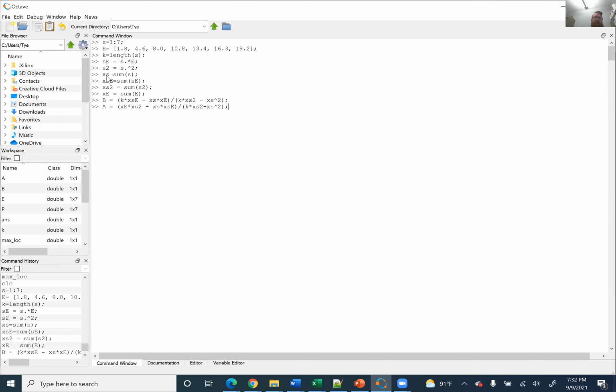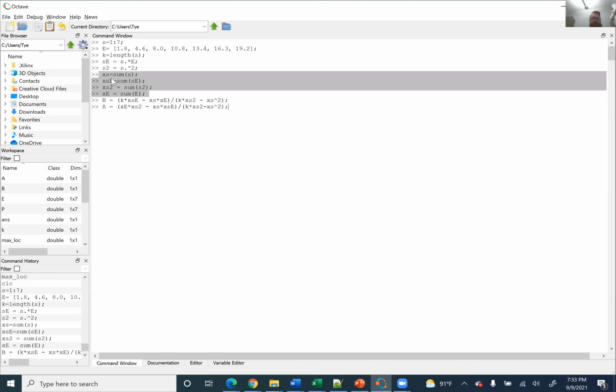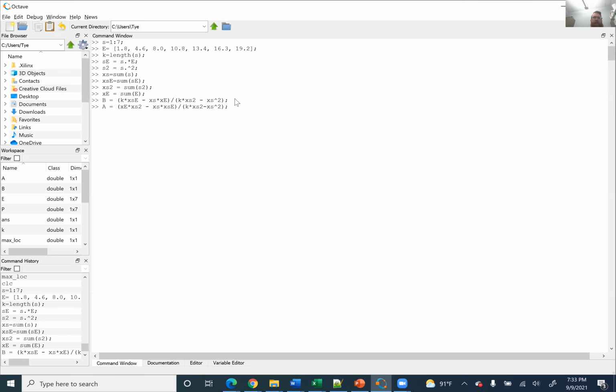Then any of these that are XS is the sum of S, right? XSE is the sum of that SE vector and so on, which helps abbreviate the coming equation so that I don't have to write sum parentheses a whole bunch of times. Then I do my calculation of A and B here. These equations are just pulled directly from the notes, or you could pull them from really any example. They're pretty common.